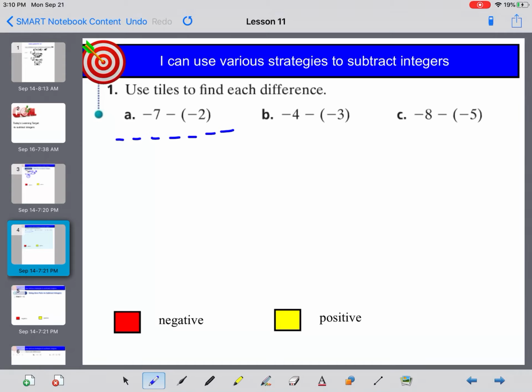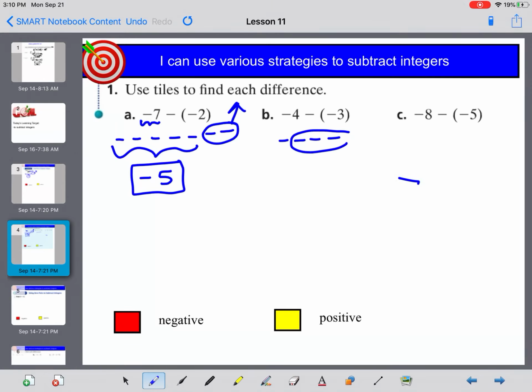All right, for this one, first I model negative 7, then I'm going to take away 2 negatives, and when I take away 2 negatives, what's remaining is negative 5, or 5 negative tiles, which is my answer. The next one, I model negative 4, then I take away 3 negatives, and what's remaining is my solution, negative 1. Make sure that while you're doing this through this entire lesson, you are really looking for a way or a pattern that you can use to develop a rule. And that rule is what we'll use most of the time.